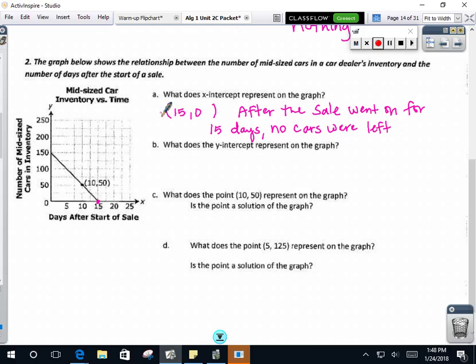Okay, what about the y-intercept? What is the y-intercept here? 0, 150, and what does that mean? Right, so before they started the sale, there were 150 cars in inventory. So there were 150 of those mid-sized cars in inventory at the start of the sale.